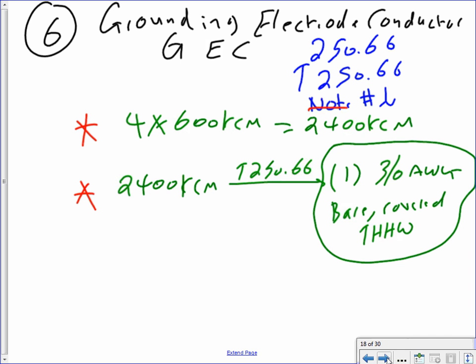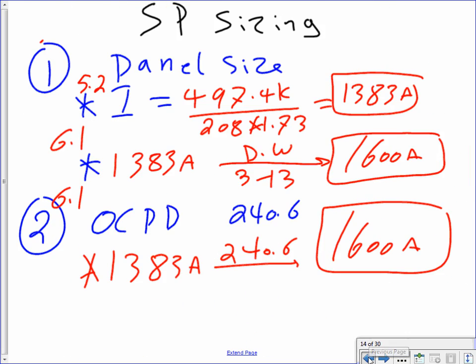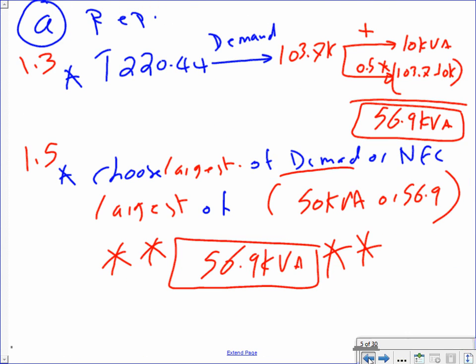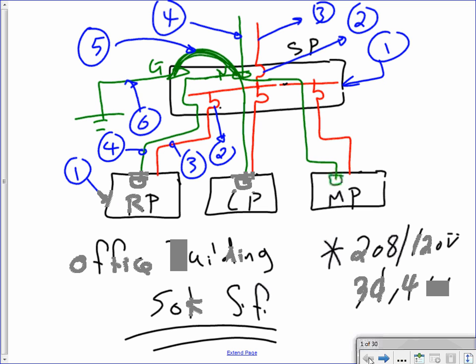Okay, now we're done with the service panel. So what I did, guys, let's go back all the way to that mess here. Karen, I sized the main panel. I sized the service conductors, including the neutral. I sized the main bonding jumper, and I sized the grounding electrode conductor, which is basically number 1, number 2, number 3, number 4, number 5, and number 6. Can you guys see that? I sized them for the main panel.